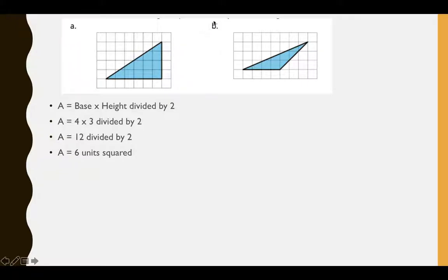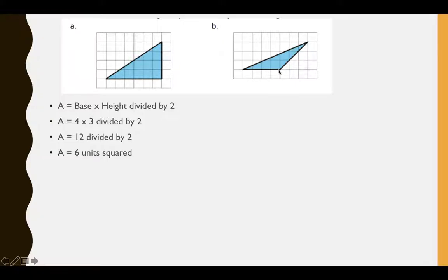So we're going to focus on B right here. And remember, I'm looking at this shape and I see a triangle. I don't see a parallelogram, so we're going to have to attack this with a different formula. In order to find the area of that triangle, we have to do base times height and then divide that by 2. So our base of this shape, we're going to go from point to point, or vertice to vertice. 1, 2, 3, 4. Okay, so our base is 4.